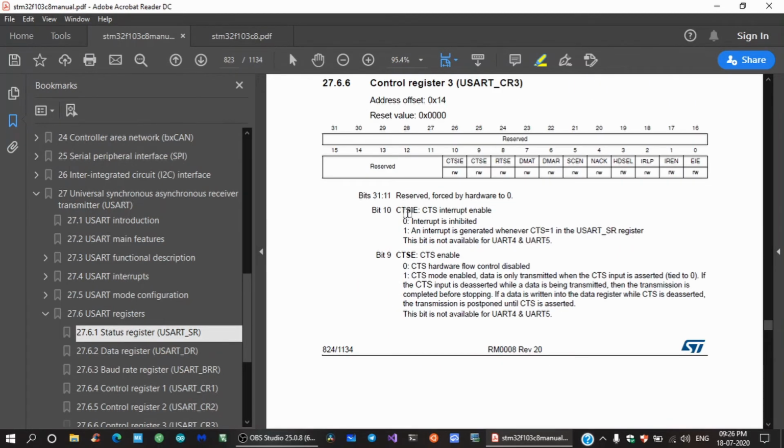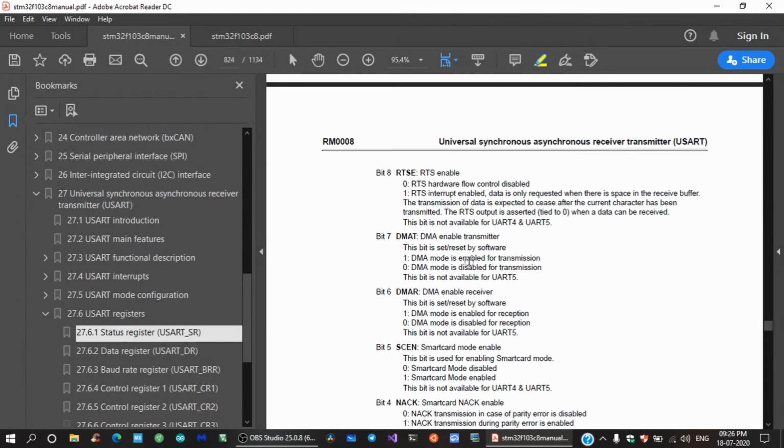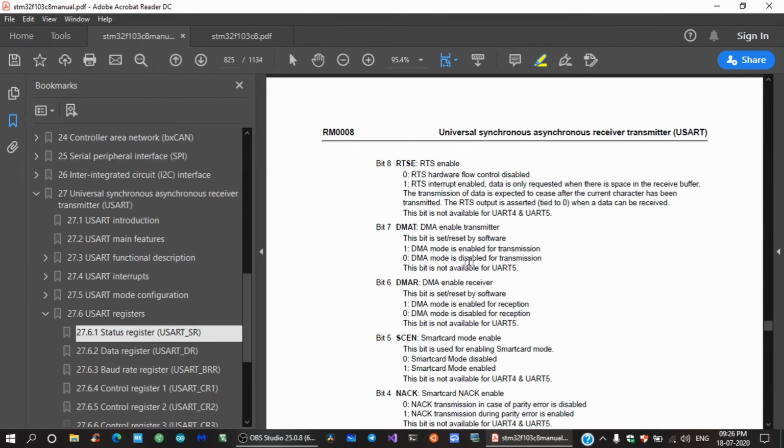Now let's look at the CR3 register. In this, I think there is no necessity to set this register if we are using basic UART. But if you want to use DMA, you need to set this DMAT register bit.